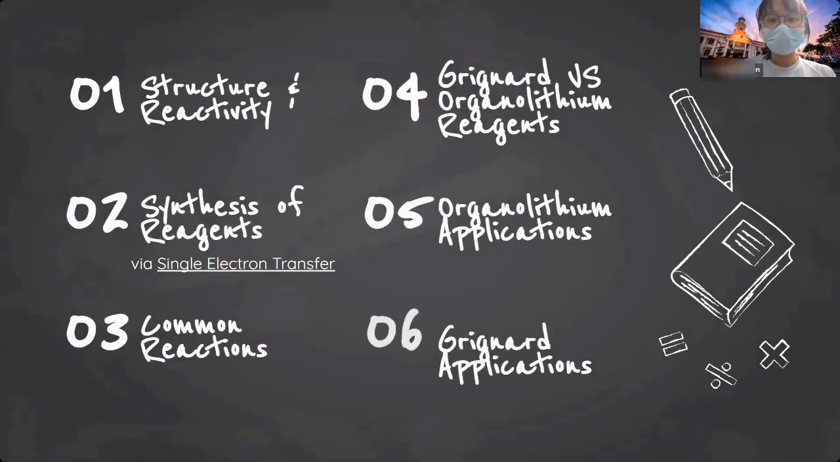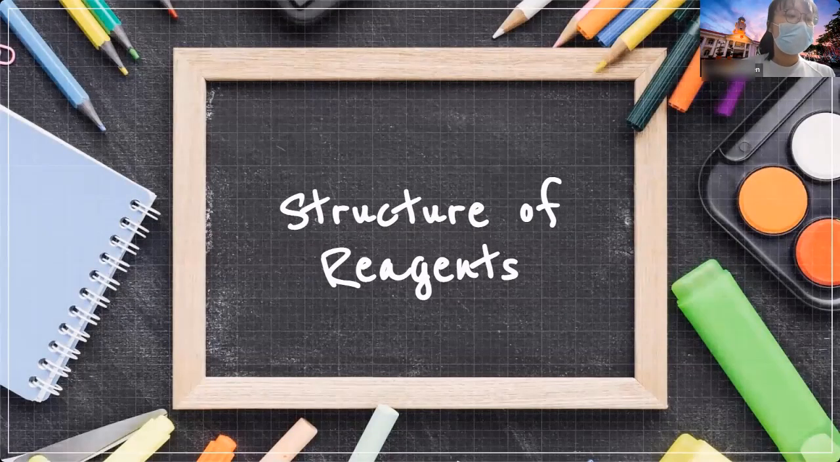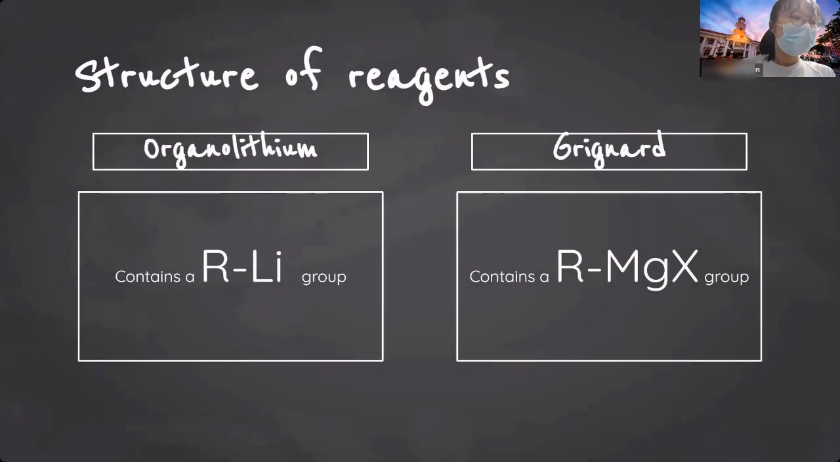Here's what we'll be covering today. First, let us take a look at the structure of organolithium and Grignard reagents. Organolithium reagents contain an alkyl group bonded to a lithium atom, while Grignard reagents contain an alkyl group bonded to a metal halide. The halogen in Grignard reagents can only be chlorine, bromine, or iodine. In general, the metal or metal halide group bonded to the alkyl group should have an oxidation state number of +1. So for organolithium reagents, the lithium group has an oxidation state number of +1, whereas for Grignard reagents, the MgBr group combined has an oxidation state number of +1.